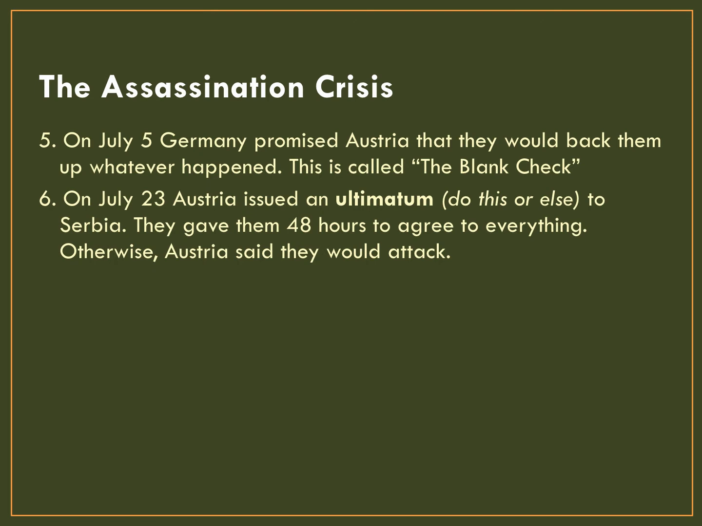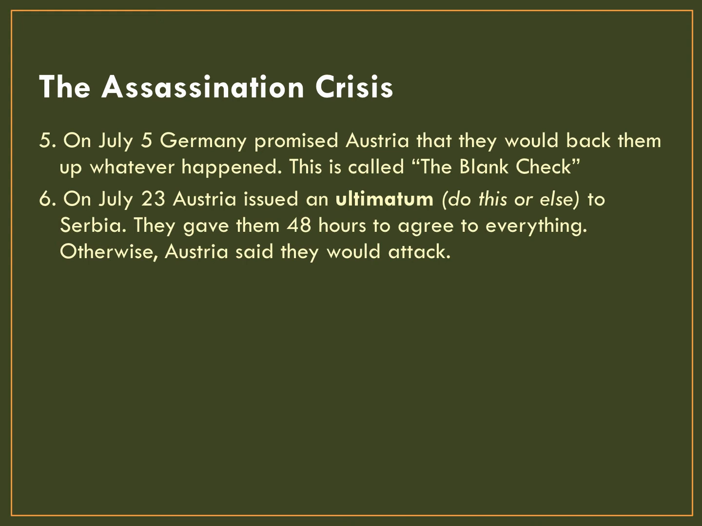Now remember, the assassin came from Bosnia, which was a part of the Austro-Hungarian Empire. But their goal was a bigger Serbian nation. So that's why Austria gives this ultimatum to the country of Serbia, which is not a part of the Austrian Empire. But Austria is giving Serbia the ultimatum, and they give them 48 hours to agree to everything. Otherwise, Austria is going to attack.